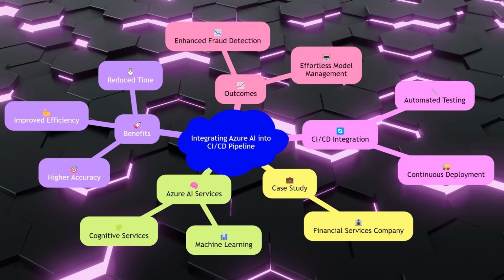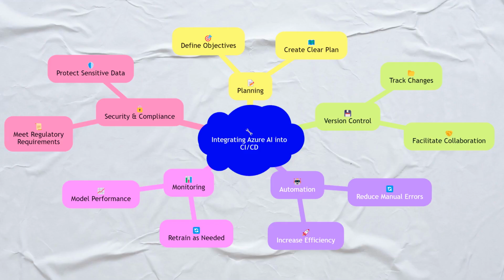To illustrate the benefits and challenges of integrating Azure AI services into a CI/CD pipeline, consider a real-world case study. A financial services company implemented Azure Machine Learning and Cognitive Services to enhance their fraud detection system. By integrating these services into their CI/CD pipeline, they were able to continuously update and improve their models with new transaction data. Automated testing and deployment ensured that updates were delivered quickly and reliably. As a result, the company achieved higher accuracy in fraud detection and reduced the time and effort required for model management.